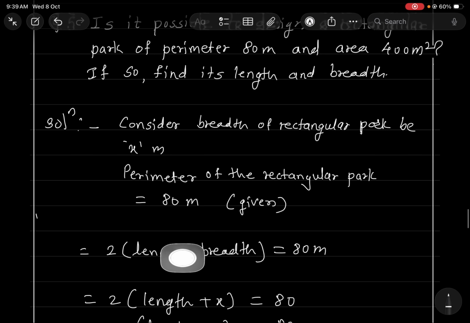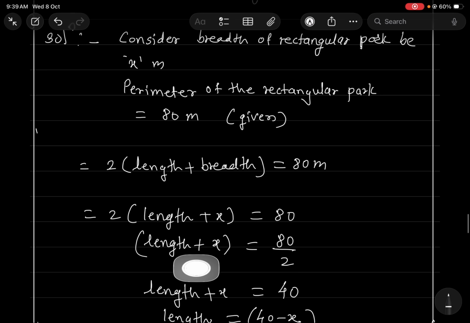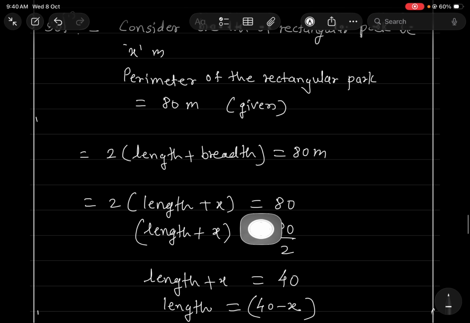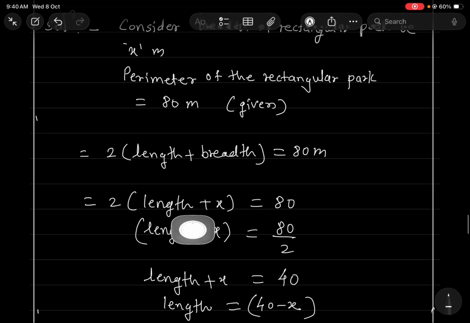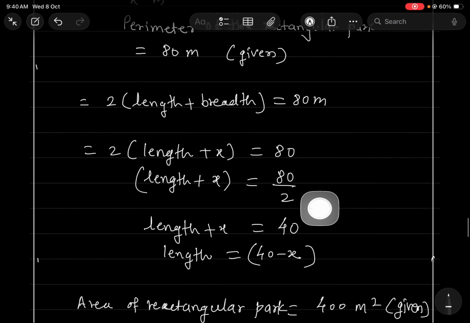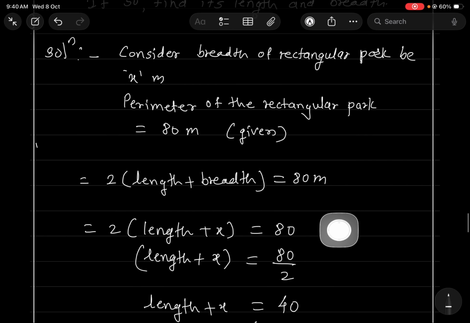So what is the formula for perimeter? 2 in bracket length plus breadth equals 80. Dividing by 2, length plus x equals 40. Length plus x equal to 40, so length equals 40 minus x, bringing x to this side.